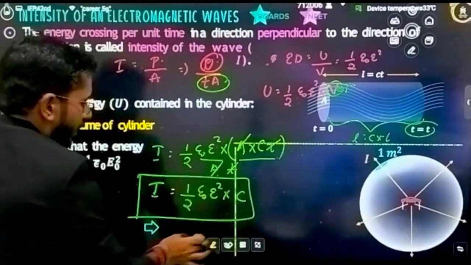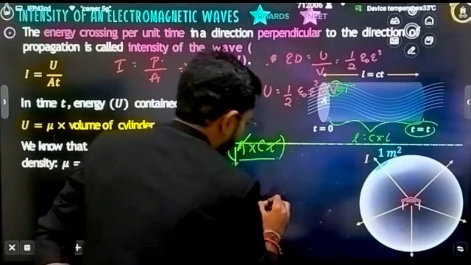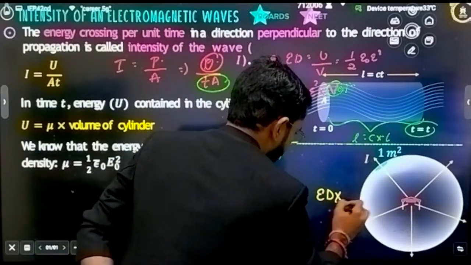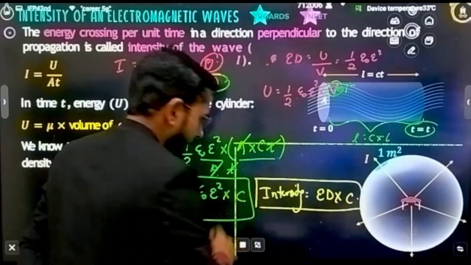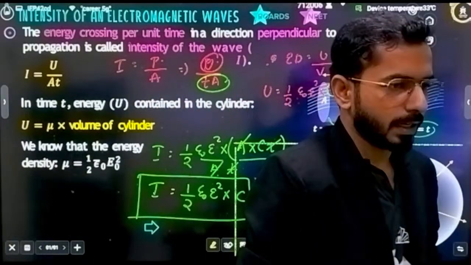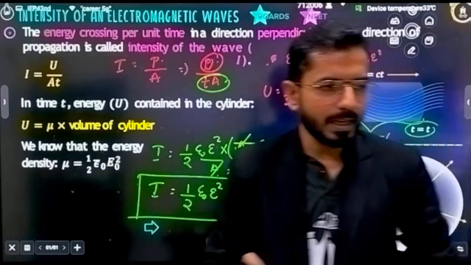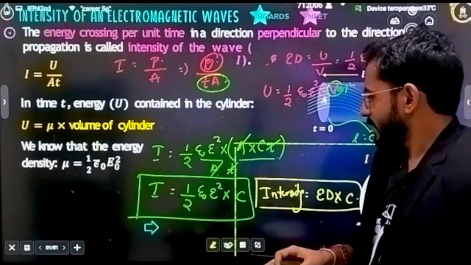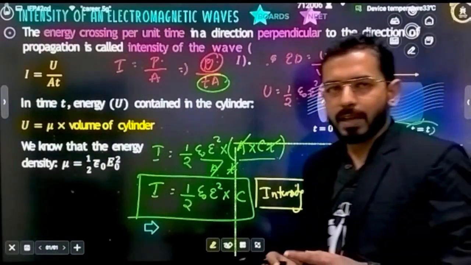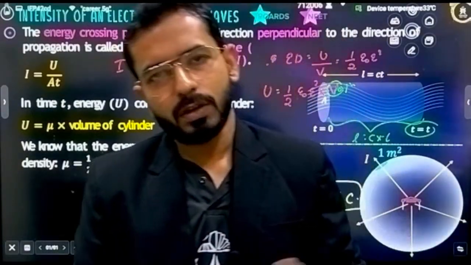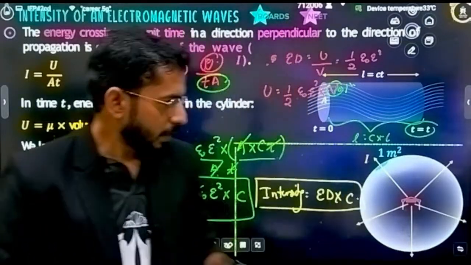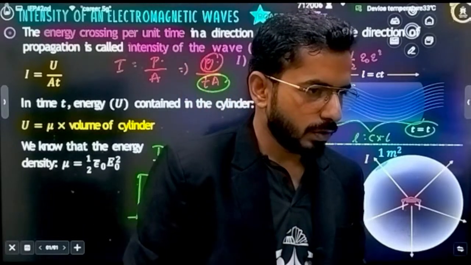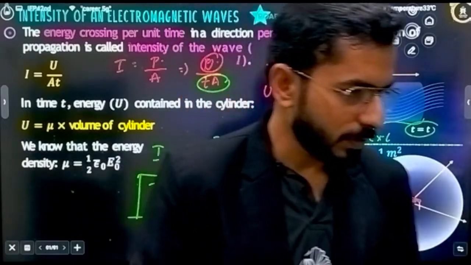Exactly what I have told you. You don't have to remember the formula for intensity. If you have to write intensity, remember a trick: just multiply energy density with the speed of light, and that's it. You will get your intensity directly. There is no need to remember any extra result for this. Directly you can write energy density, attach it with c, and you will have the intensity. Simple. Okay, this is the relation that some students were asking about, intensity.